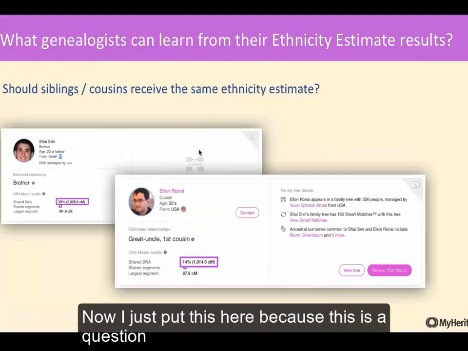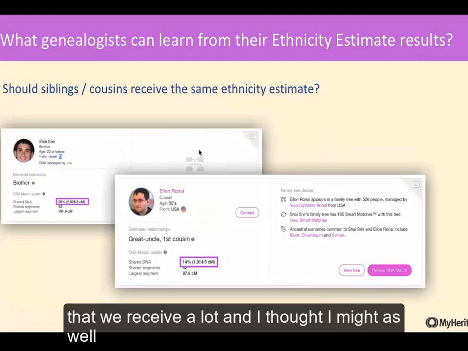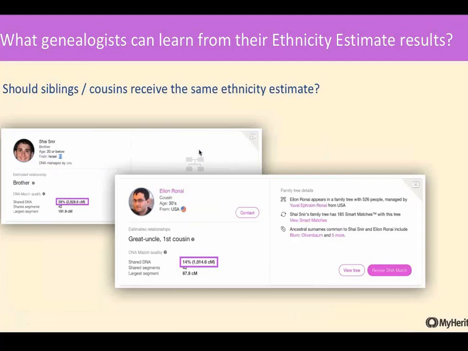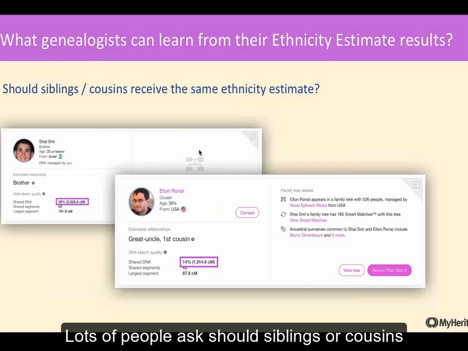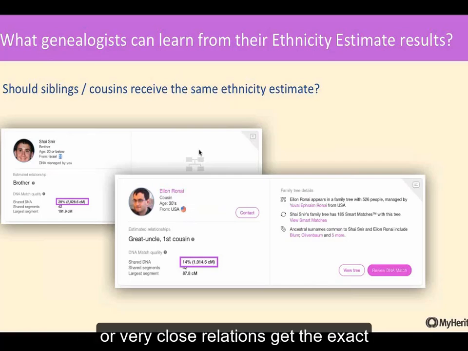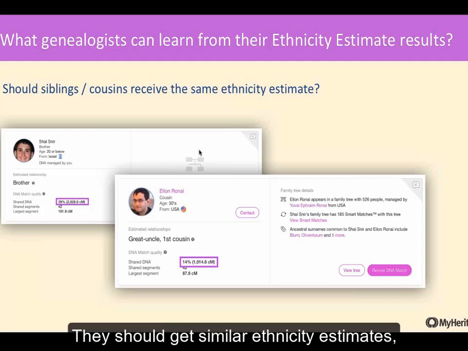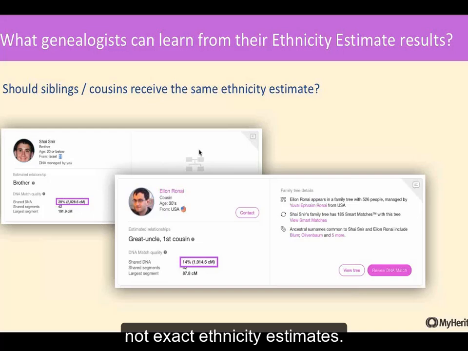Now, I just put this here because this is a question that we receive a lot, and I thought I might as well not receive it from you, but just go ahead and answer ahead of time. Lots of people ask, should siblings or cousins or very close relations get the exact same ethnicity estimate? So the answer is no. They should get similar ethnicity estimates, not exact ethnicity estimates.